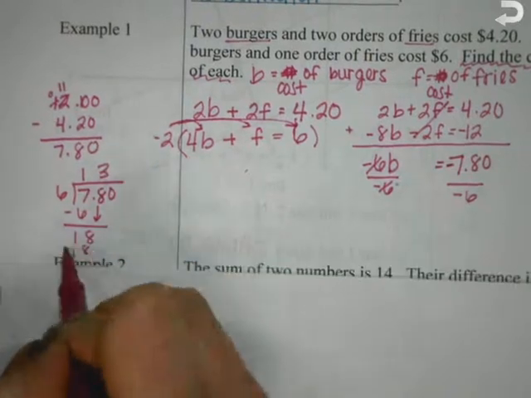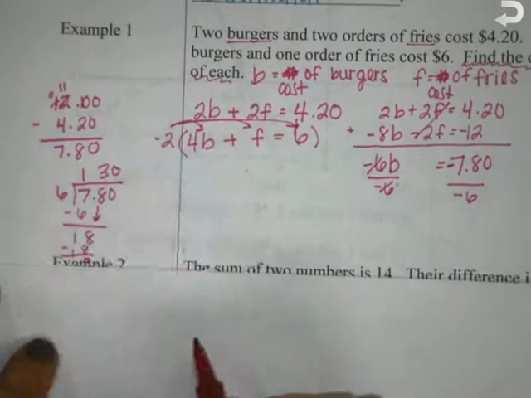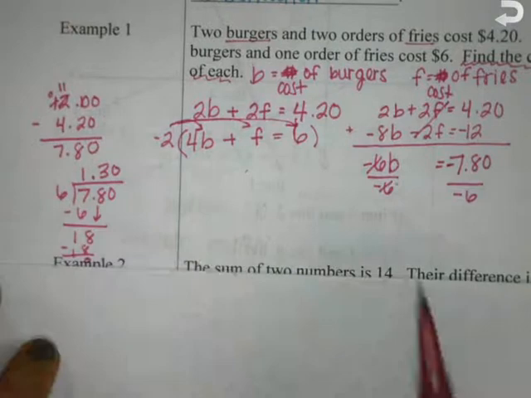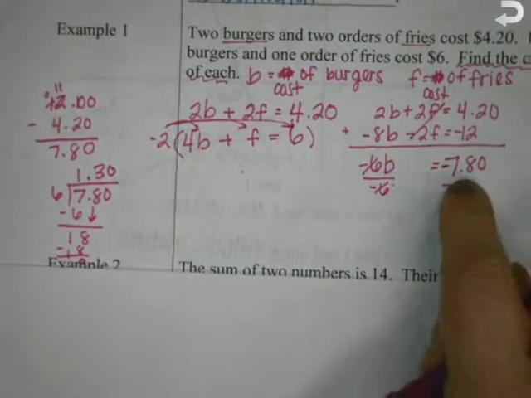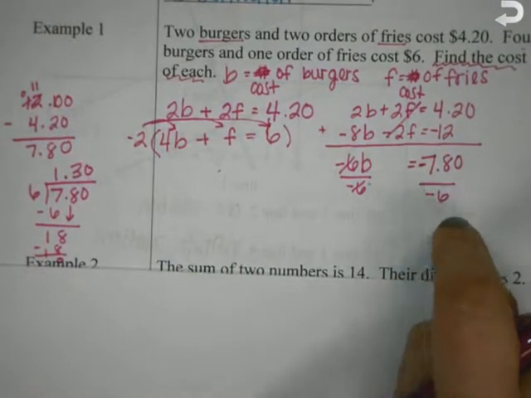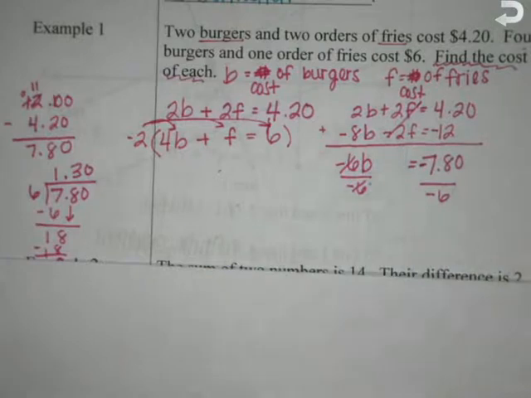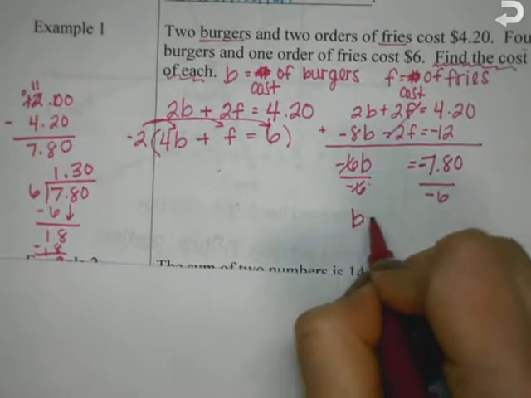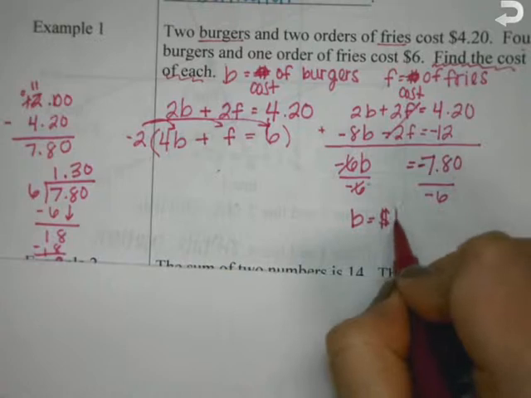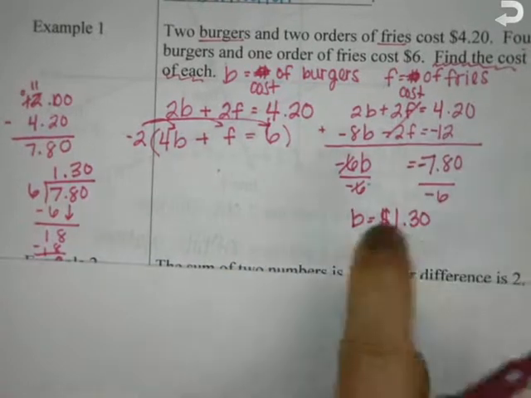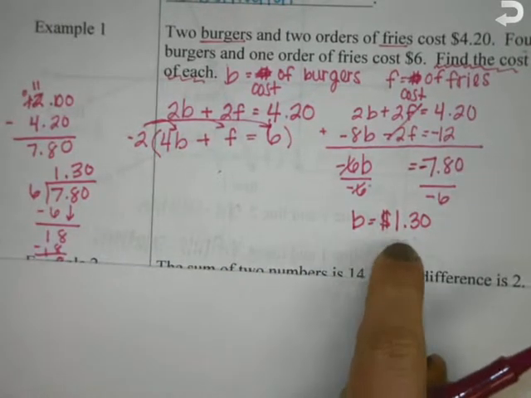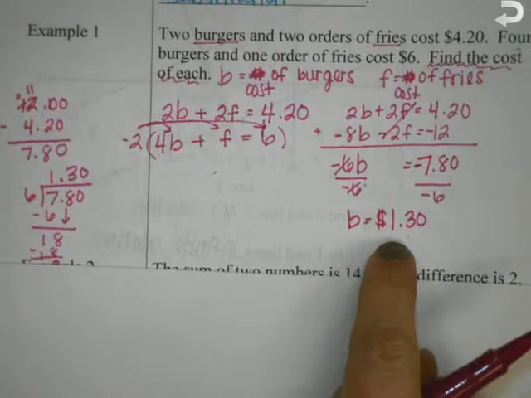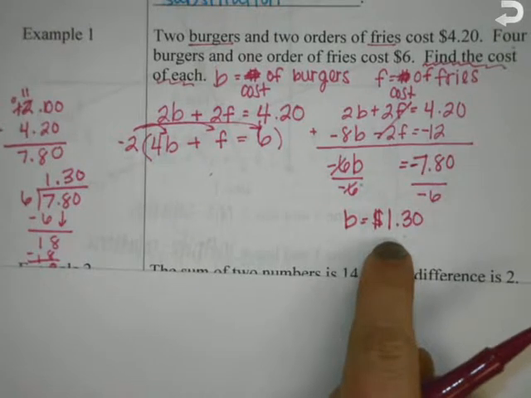Is it negative 6 you have to divide by? Well, if we have a -7.8 divided by a -6, they're both going to become positive, right? So what was the cost of one burger? $1.30. Please make sure that you write the dollar sign because we're looking at cost. So that's the answer for the cost of a burger.